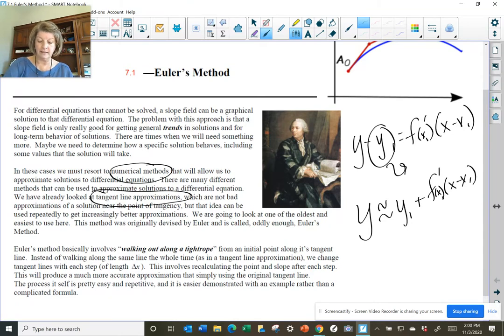And that method, if we continue to repeat it, like if we continue to upgrade it, changing the tangent line just ever so slightly, we can kind of tightrope walk ourselves out to a better approximation. Yeah, the process is pretty easy and it's very repetitive. You're going to see that.